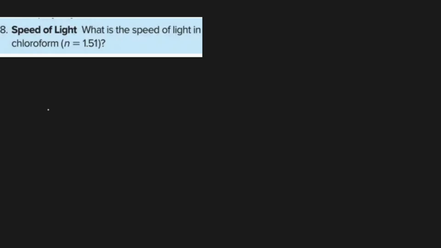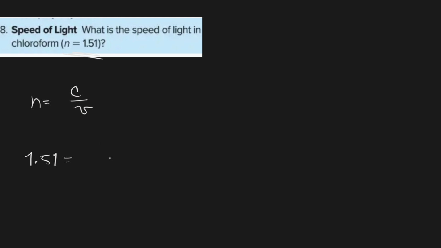So we discussed previously that we have n, the refractive index, and it's equal to c divided by v, which is basically the speed of light in vacuum divided by the speed of light in a specific medium. In this question, it will ask us for the speed of light in the chloroform, which has this refractive index. It has n equal to 1.51. So we know 1.51, and it is equal to c divided by v.